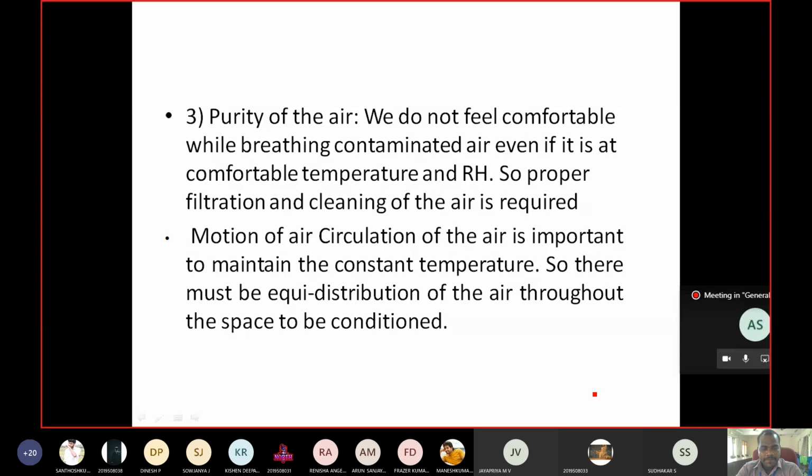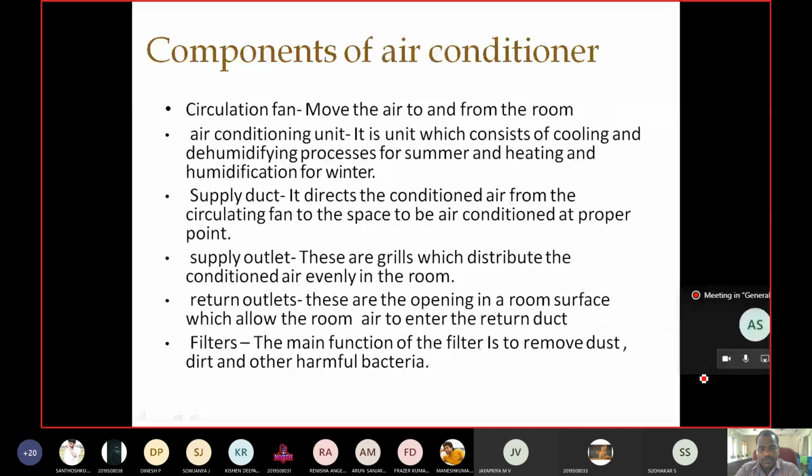Then there is air circulation, also the motion of air. The motion of air inside the room is also needed. The circulation of air is important to maintain a constant temperature. So we can control the temperature with the use of air circulation. There must be equal distribution of air throughout the space to be conditioned, right? So there will be some circulation of air. Only then can we control the temperature of the air inside.